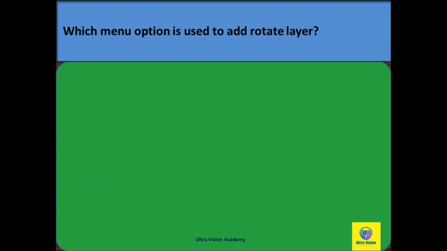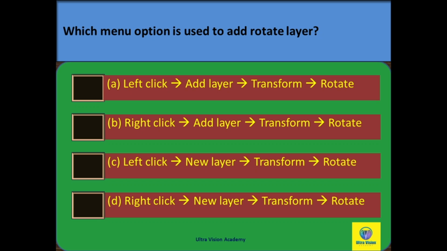Next, which menu option is used to add rotate layer? Options are left click, add layer, transform, rotate. First of all, remember that here we have to right click, so only B and D options we have to think about. Right click, add layer, transform, rotate, or right click, new layer, transform, rotate. Well, the correct answer is D, right click, new layer, transform, rotate.